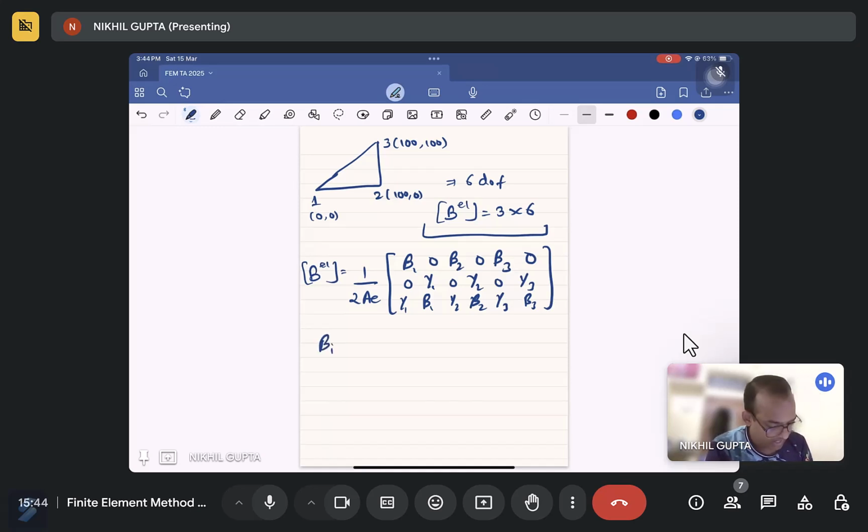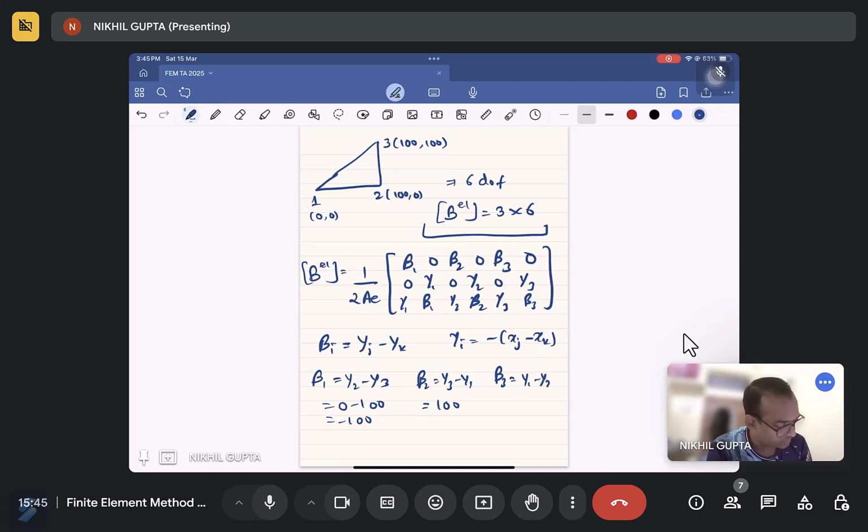where beta i is yj minus yk, and gamma i is equal to minus (xj minus xk). So we have to find the values of beta and gamma to get the solution. So beta 1 will be y2 minus y3, which is 0 minus 100, that's minus 100. And beta 2 will be y3 minus y1, which will be 100. And beta 3 is y1 minus y2, which is 0.